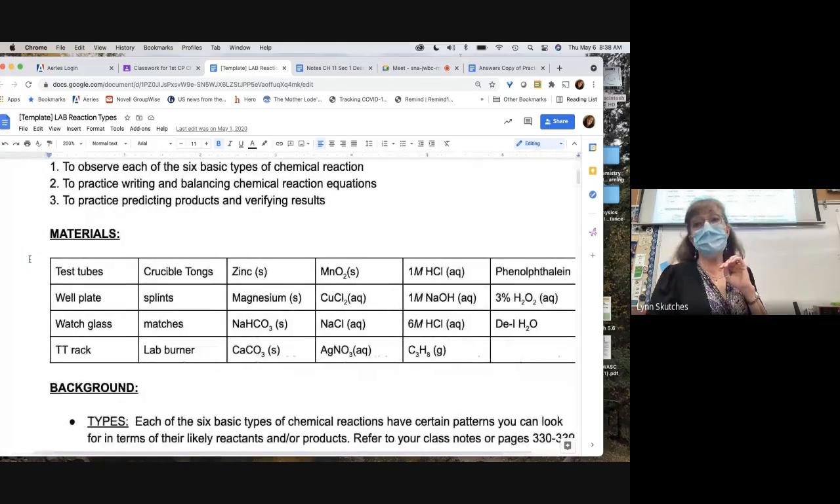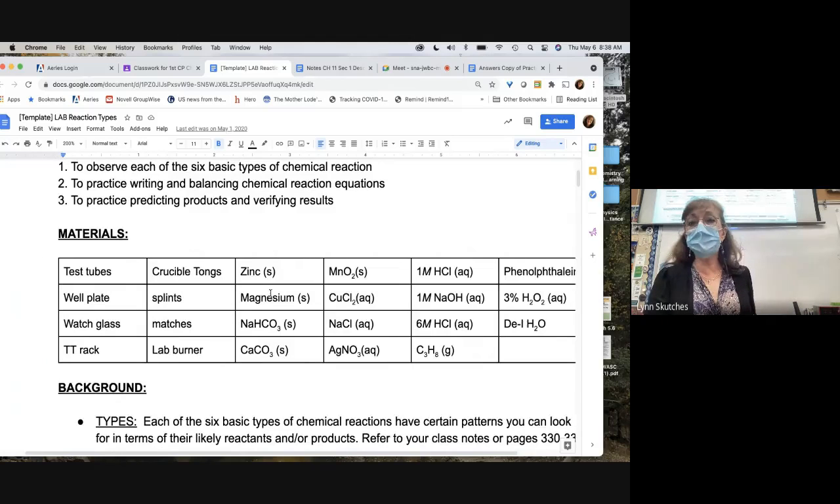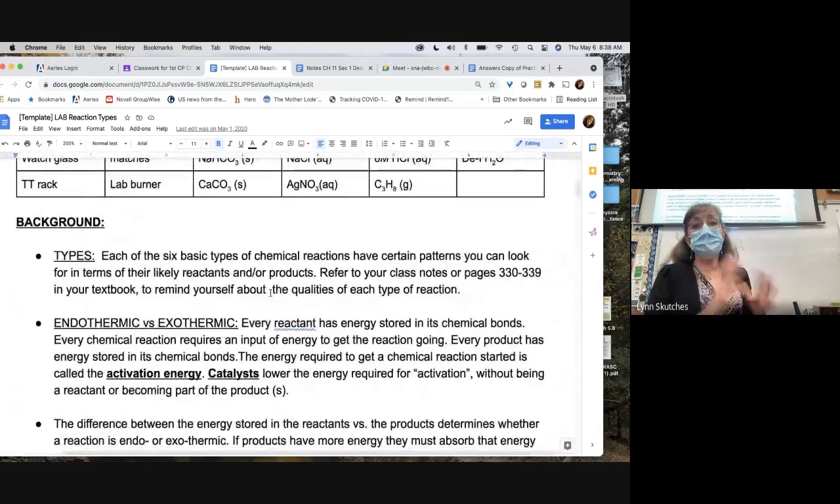There's lots of bits and pieces. And again, each day we're just going to do a couple of the reactions and talk about what type of reaction it is, and then use certain things. We will have to use our burners for a couple of them, and test tubes and all sorts of things. So there's 6 basic types of reactions, according to Mrs. Skutches. The book only says 5.